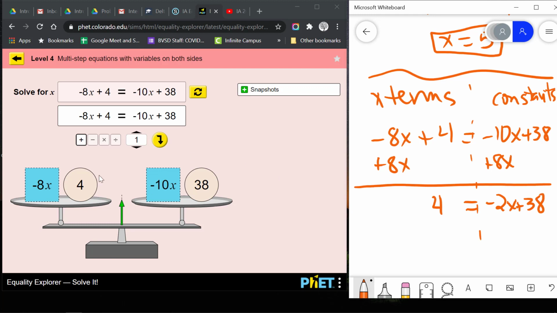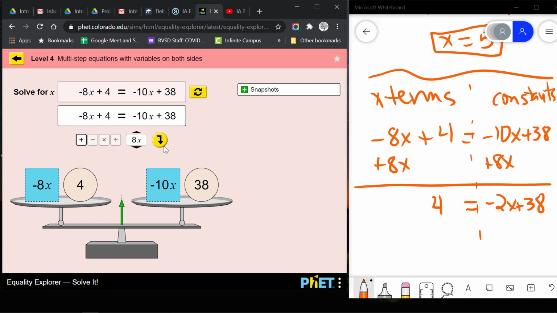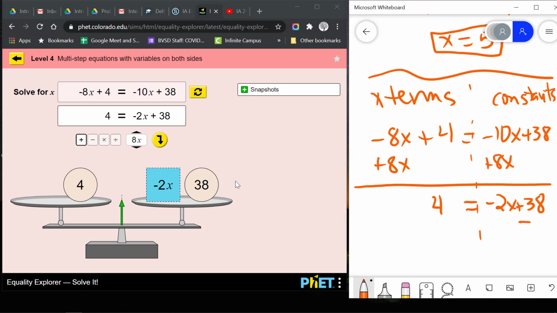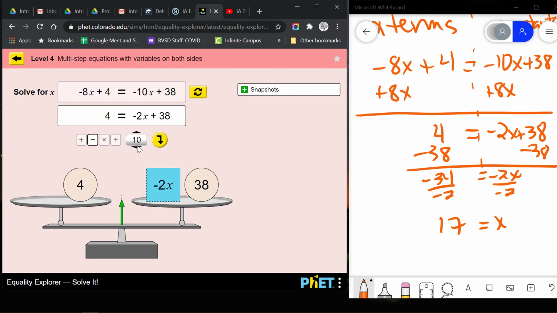Let me try in the sim and make sure that works. I'm going to add 8x to both sides. Great. Looks just like my problem. And now I'm going to subtract 38 from both sides and divide by negative 2. And I'll check my work in the sim. You'll notice that 10 is the biggest number you can subtract. So I'm going to have to subtract 10 again, subtract 10 again, and then subtract 8. And now I can divide by negative 2. Great, and that's what I got in my final answer, so I know that one's correct.